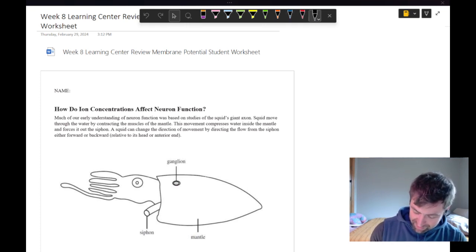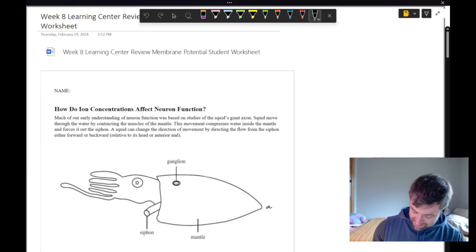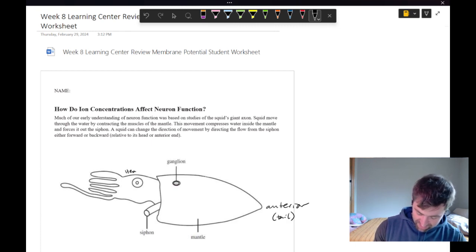And so I'm going to label a couple of things because this got confusing. This is anterior, and we may also call this the tail later, and this is the head. The mantle's already labeled, and we also have a ganglion labeled here.